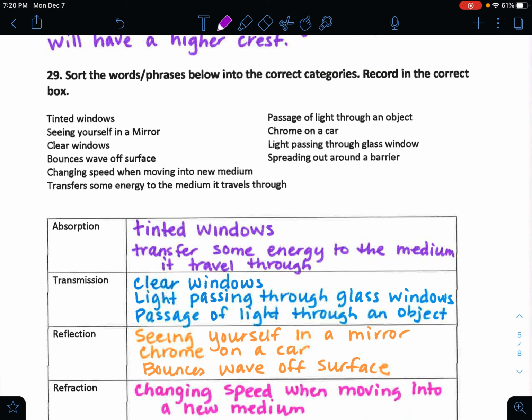Okay, so here we're going to sort these words. Absorption, so that these are going to be the properties of matter.